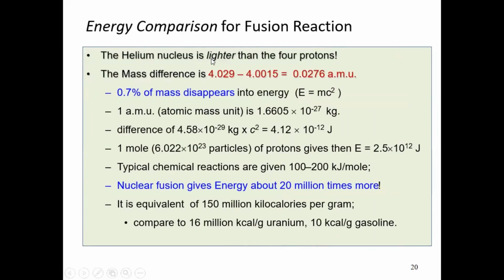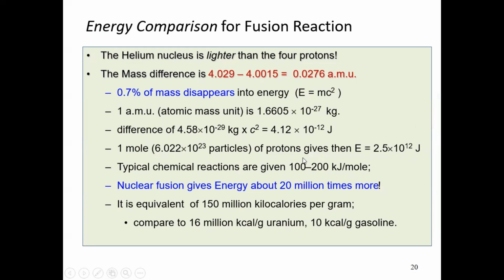Helium nucleus is lighter than the 4 protons, and the mass difference is this much, and the energy, which is 0.7% of the mass, disappears into this energy. 1 atomic mass unit is given by this, and so we can find out the difference in terms of the energy. And 1 mole of protons will give this large amount of energy, and you can convert this into joules or kilojoules per mole.